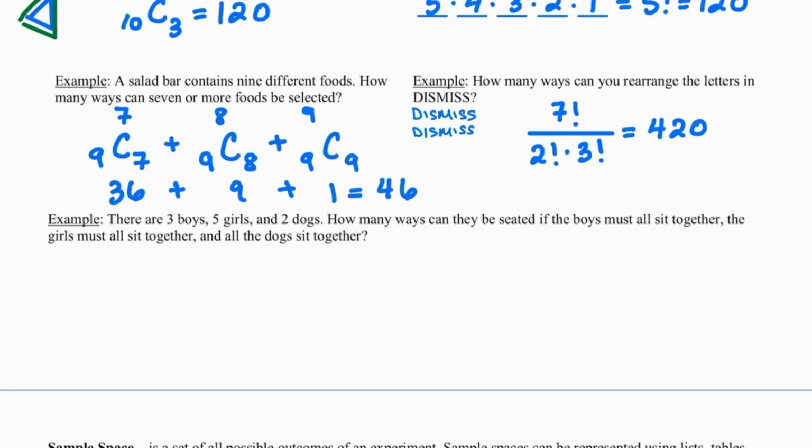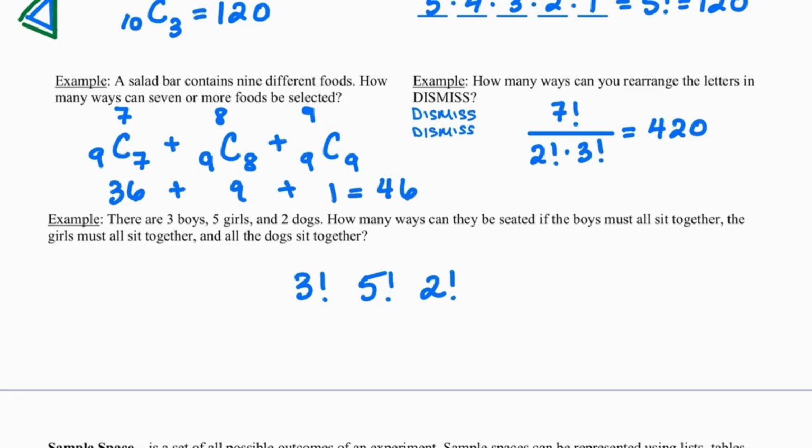What if we're putting 3 boys, 5 girls, and 2 dogs all in a line, like they're taking a photo or something? Well, to organize the boys, and they all have to sit together, that would be 3 factorial different ways. There's 5 girls, so 5 factorial, and then 2 dogs, so 2 factorial. That's how many ways you can reorganize them if they have to sit together.